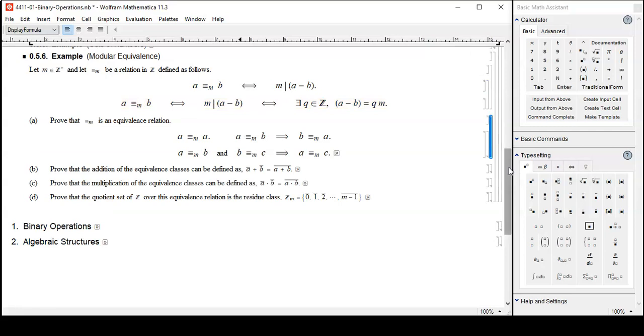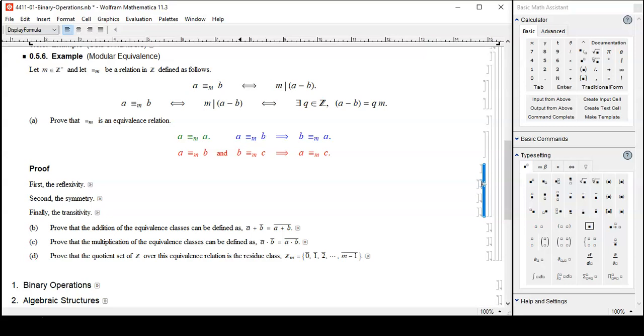Okay, all right, here's the first exercise. Prove that this is an equivalent relation. In other words, we have to prove that this is reflexive, symmetric, and transitive. Okay, here's the proof.